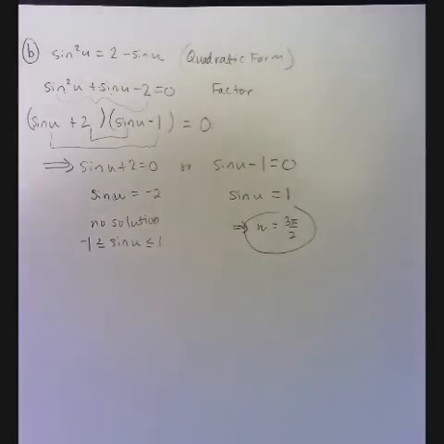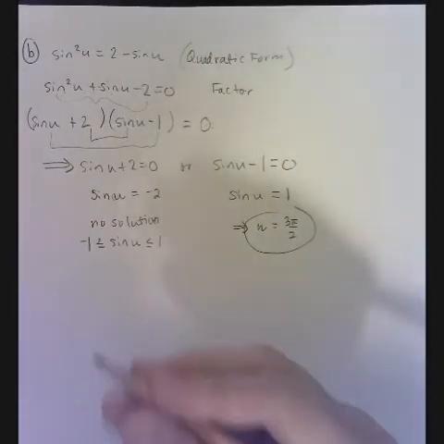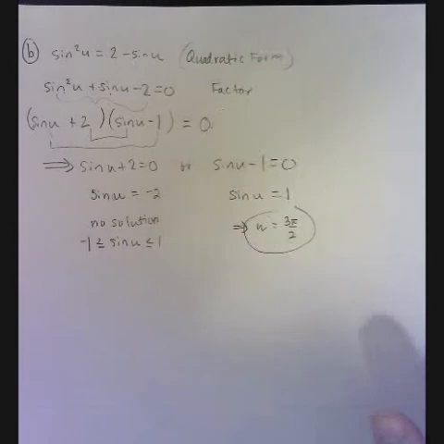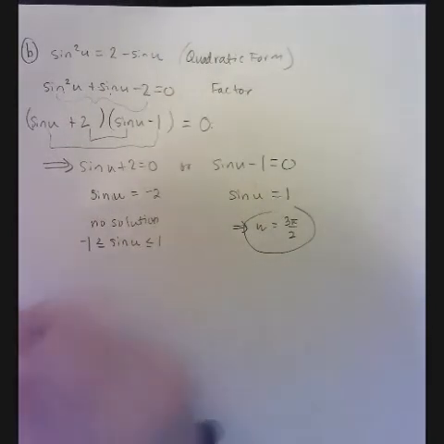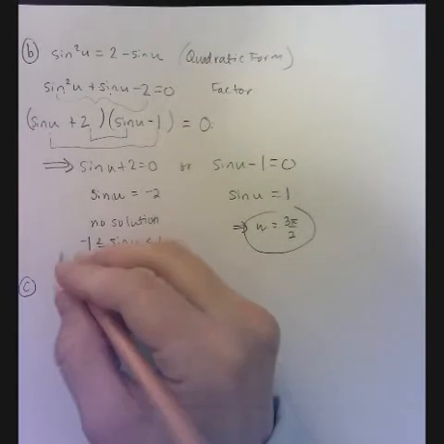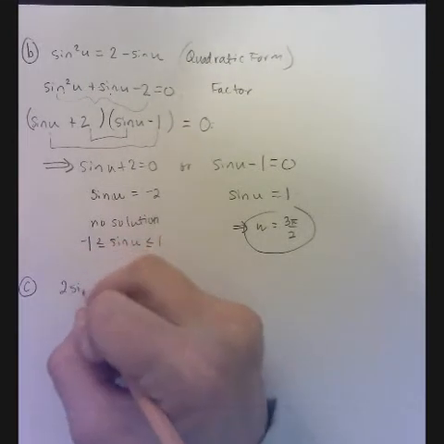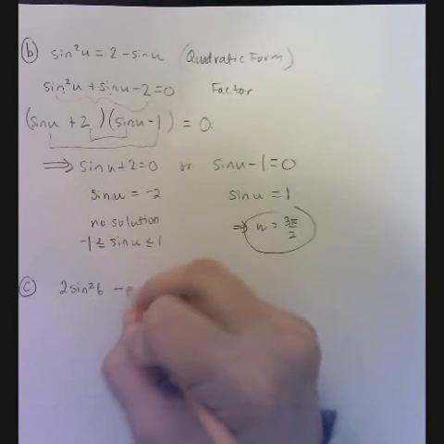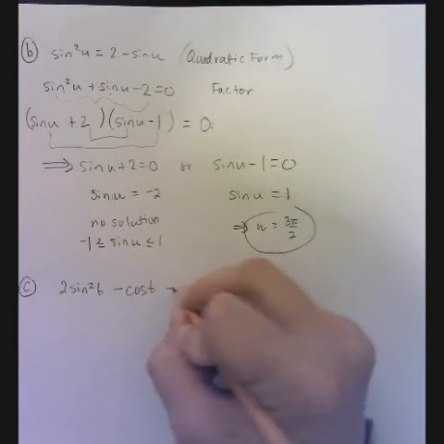All right, let's go on to C. No, D, I'm sorry, that was... No. That was B. We are on to C. Okay. C. 2 sine squared t minus cosine t minus 1 equals 0.